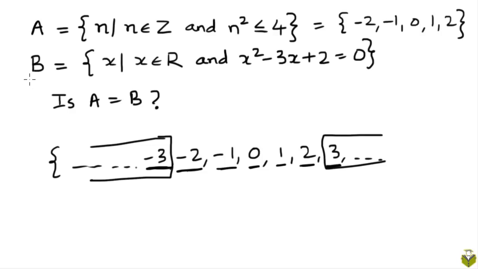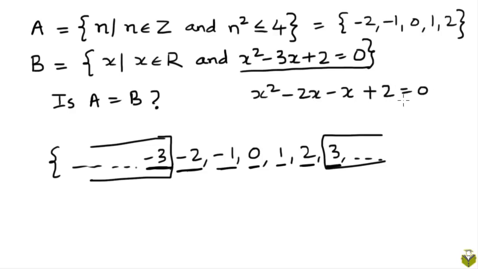Now let's represent B in roster form. Let's solve this equation: x squared minus 3x plus 2 is 0. This can be written as x squared minus 2x minus x plus 2 is equal to 0. We are splitting the middle term minus 3x as minus 2x and minus x.